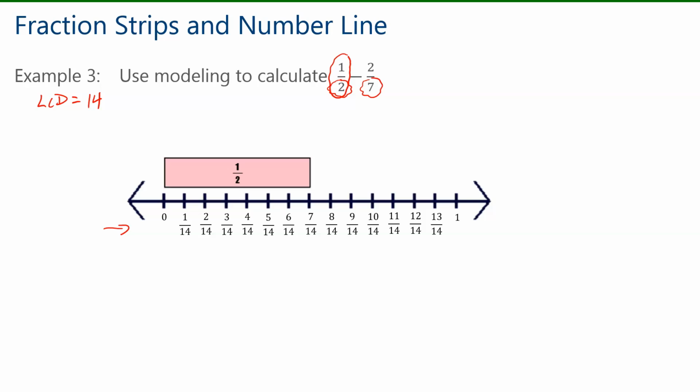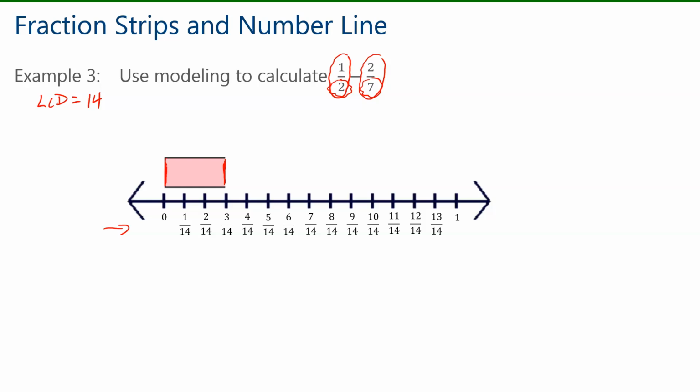What do we got to take away? I got to put down 2 1/7 fraction strips to represent 2/7. I highlight that with the arrow, remove it, gone, and we're left with this piece of the pink here, this fraction of the half.